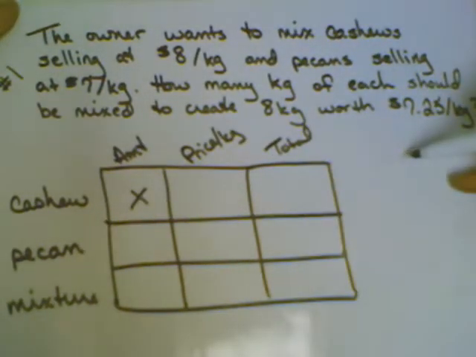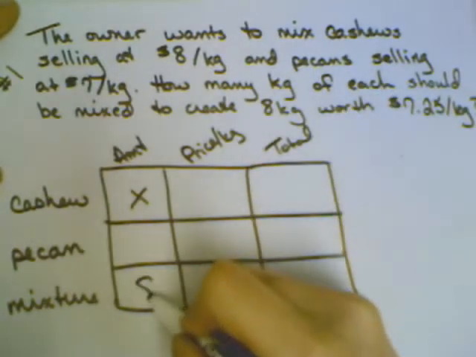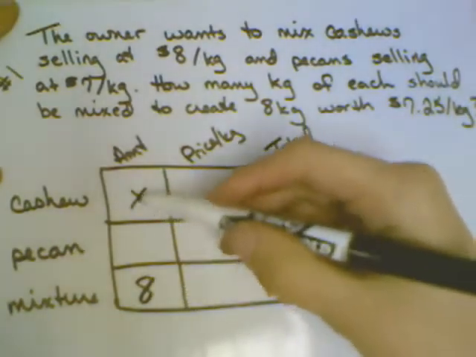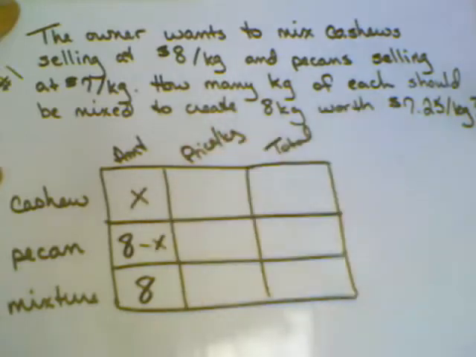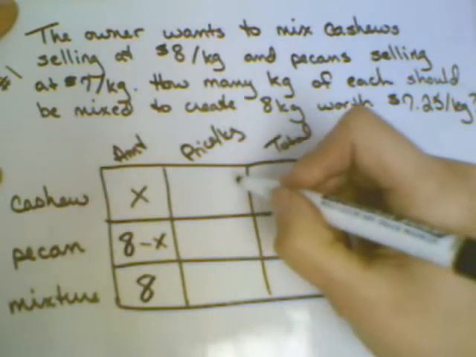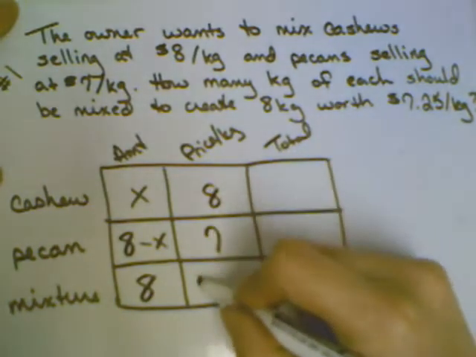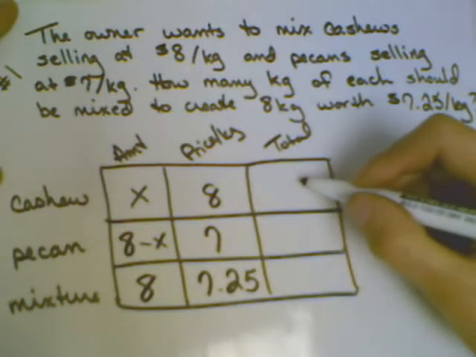If X is the number of cashews we have, and we want to create a mixture that's 8 kilograms total, that means 8 kilograms is the amount of the mixture. But how many pecans does that leave us? Well, if X is the number of cashews, then 8 minus X, the total amount minus how many cashews there are, will be the amount of pecans there are. The price per kilogram is pretty easy to fill in. The cashews are 8, the pecans are 7, and the new mixture is $7.25.